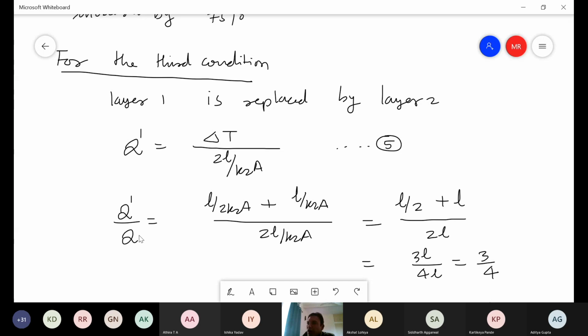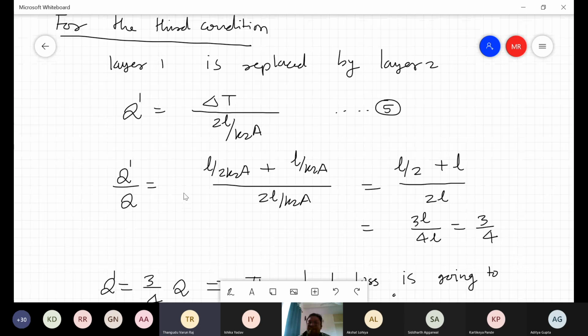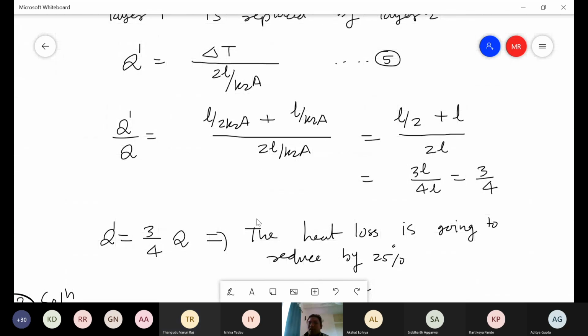So Q dash by Q, where Q dash is nothing but the new rate of heat transfer when we replace the layer 1 by layer 2, then the net rate of heat transfer is Q dash. So Q dash by the original Q is going to be 3 by 4. That means what? It is reduced by 25%. Correct. The heat loss is going to be reduced by 25%. Yes. So this is the answer for the second part.